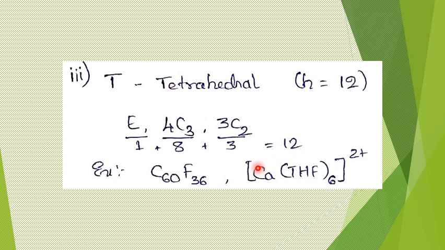Very few examples are available for this point group. This is a very rare point group. C60F36 is one such example, and the other example is the calcium THF complex. It's an octahedral complex, but it comes to this point group T. It's difficult to draw these structures, so we shall see these two directly in animations.